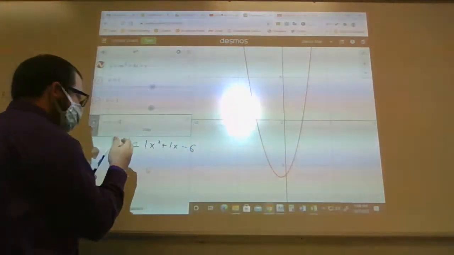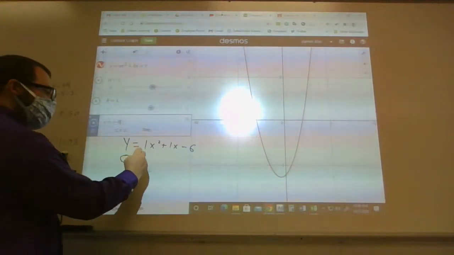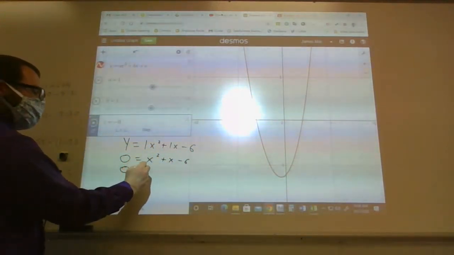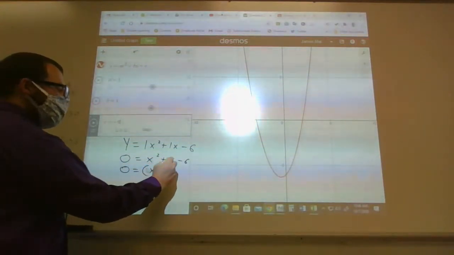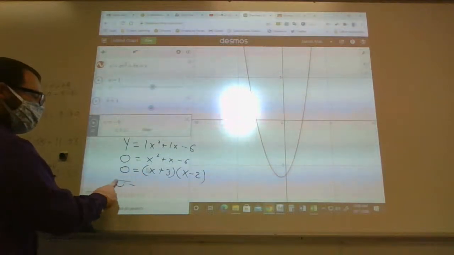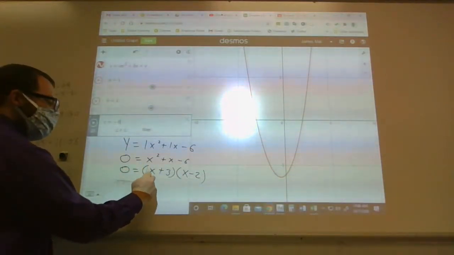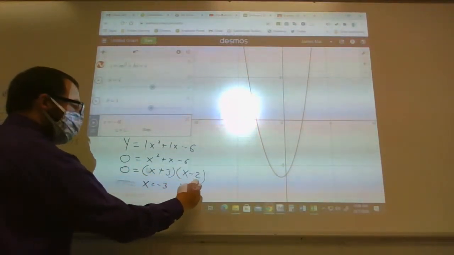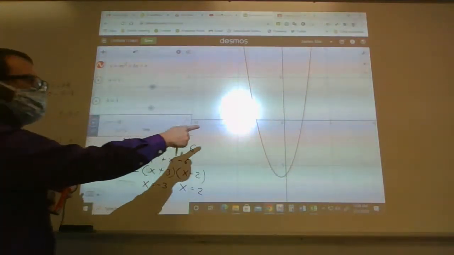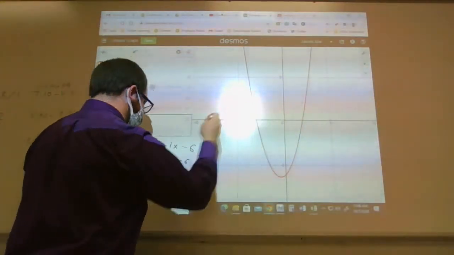In fact, if I were to take this and do 0 equals x squared plus x minus 6, and use the Tucker method of factoring to get these two factors, I would set these equal to 0, and I would get negative 3 and positive 2, which are the two numbers you gave me. They're my solutions. Graphically, they're represented by the x-intercepts.